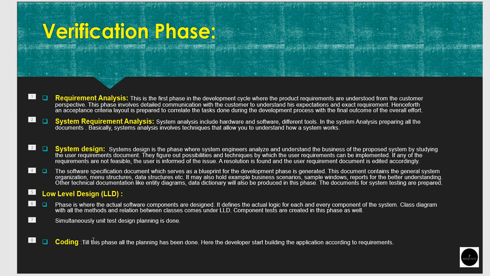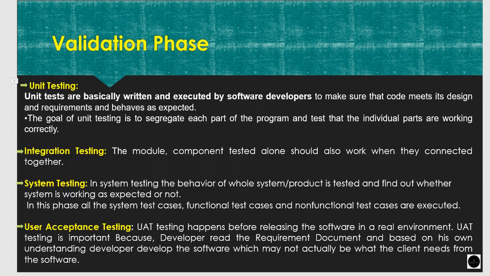And the last phase in this verification model comes the coding. Till this phase, all the planning has been done, and here the developers start building the application according to requirement. The next phase comes the validation phase, which starts with unit testing.